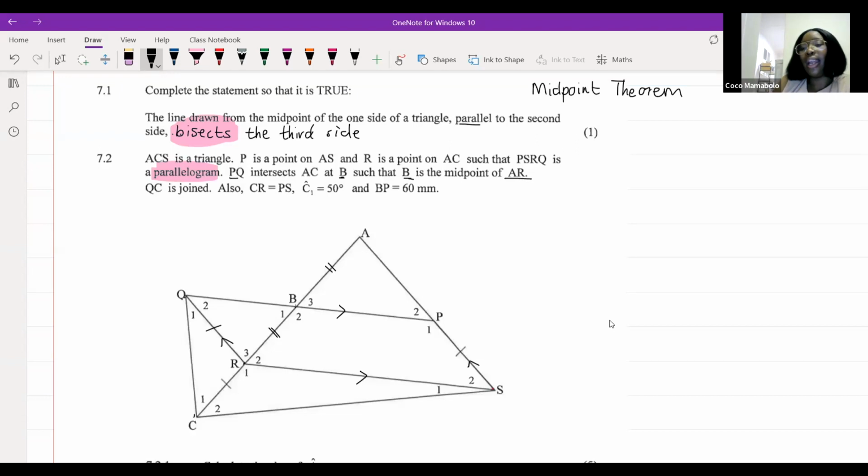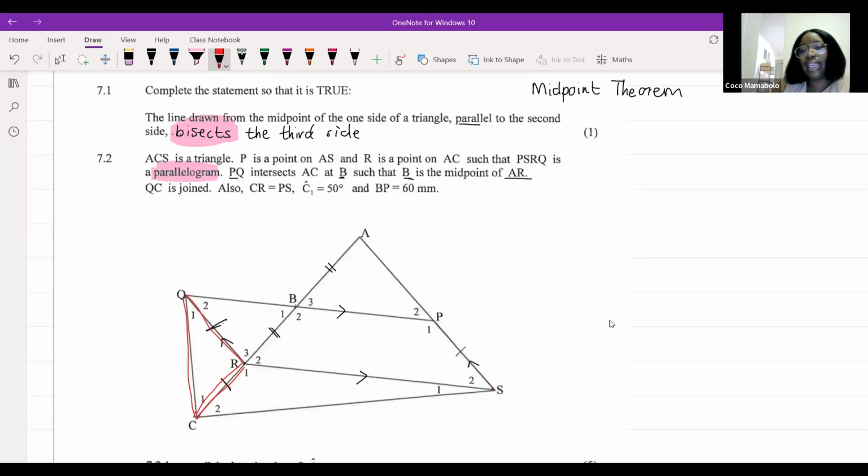Also, CR is equal to PS. Okay, good. Now, look at what they've done, guys. They've said that PS is equal to CR. If you look over here, that side and that side are equal to each other. What does this make this part? What do I have there? A what? It is a triangle, but a very specific type of triangle. It's not a 90-degree triangle.